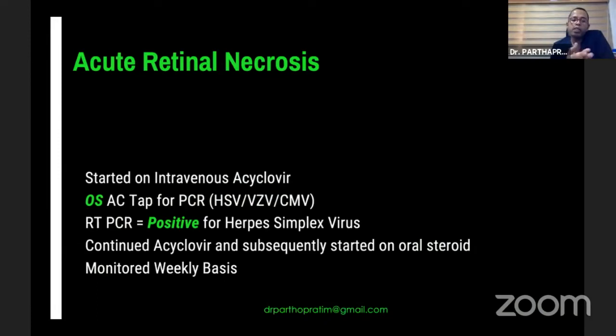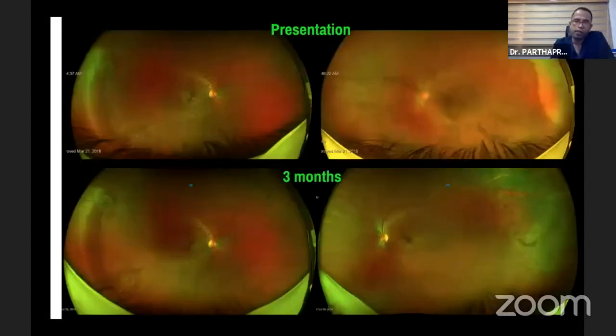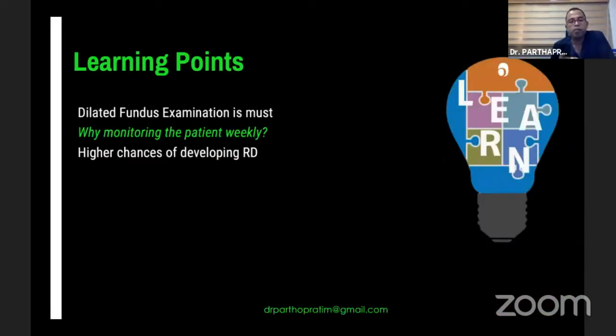So what we did, we started the patient on intravenous acyclovir. AC tap was done for HSV, VZV, and CMV, which was positive for herpes simplex virus. And the patient was continued on acyclovir, and the patient was monitored on a weekly basis. Every week, I used to call the patient and see the patient. Now, after 3 months, as you can see here, the lesion regressed very, very nicely. You can see here the regressed retinitis patches, and the patient was continued on the acyclovir for a certain period of time.